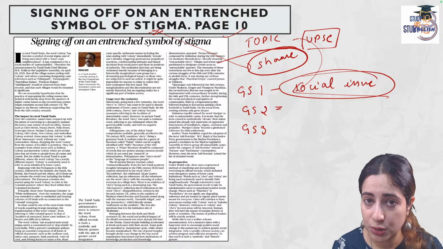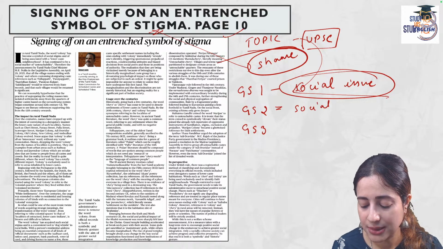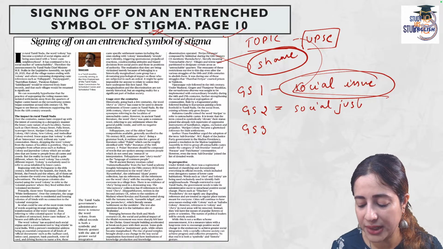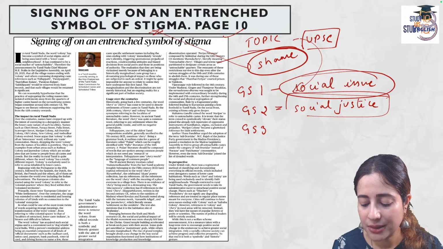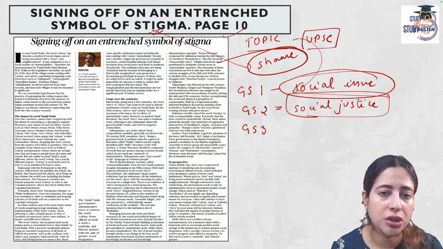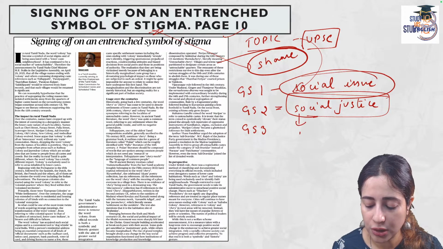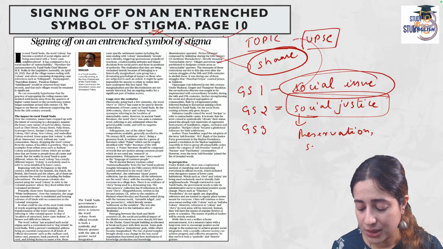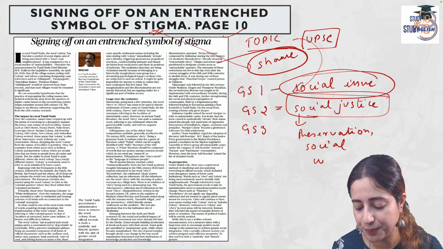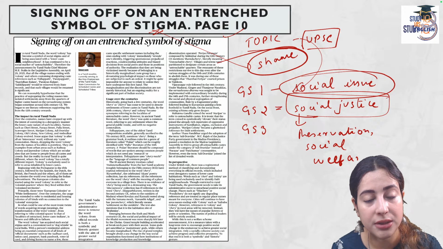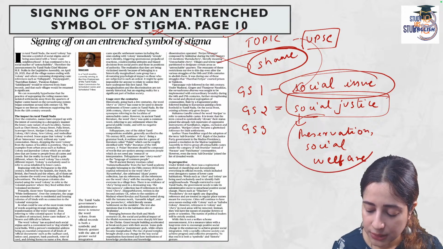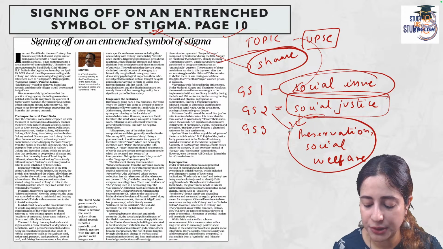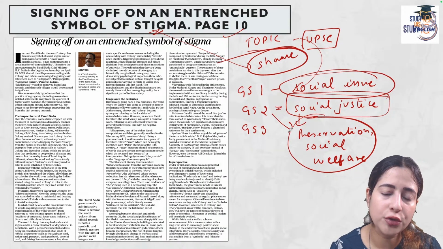Similarly, in GS paper 2, we talk about social justice. What all has the government of India done to end the exploitation of the caste system? Here we talk about the reservation policy. Yes, we also talk about various government social welfare policies for the people of so-called backward castes, right? So the topic also talks about GS paper 2, reservation and welfare of lower caste.